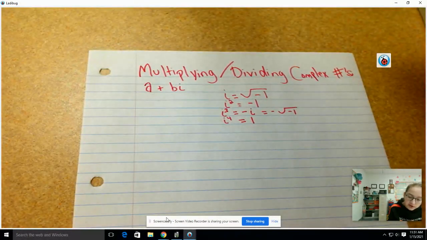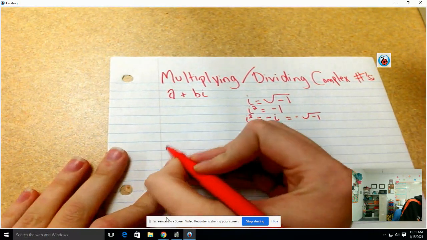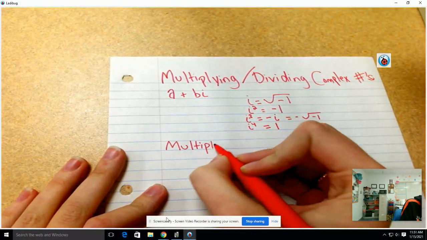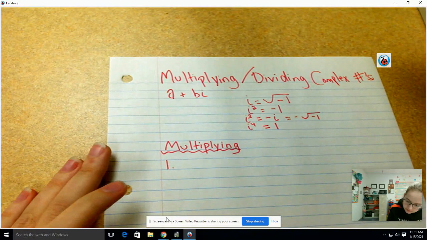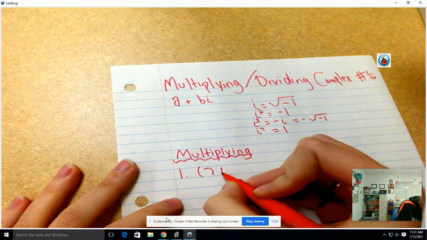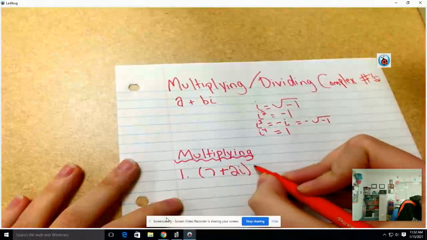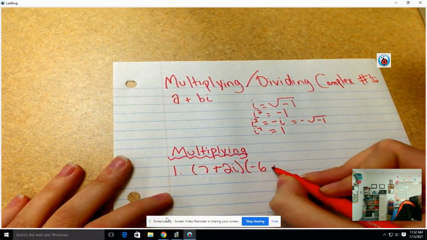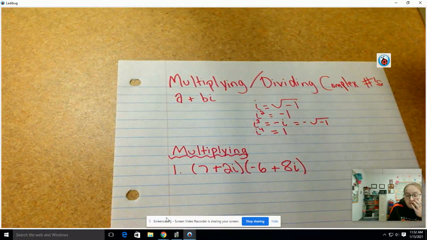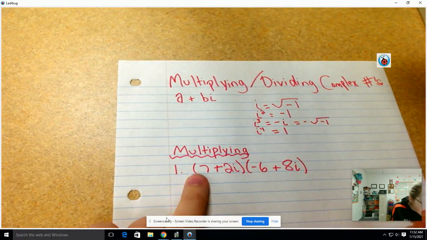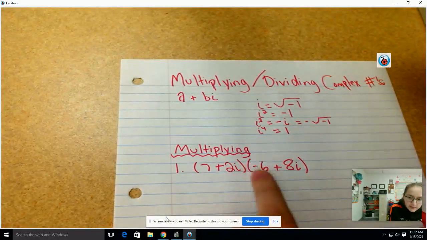So we're going to first start with multiplication. So we'll start with multiplying, do a few examples of this, and then we will hop on over to division. So example number 1, we're going to have 7 plus 2i times -6 plus 8i. So I'm sure this looks awfully familiar to some other stuff that we have done before with x's. So like x squared, multiplying, you all know how to do that. It's kind of the same process for this. So we're going to be foiling. So remember, first, outer, inner, last. Everything in this one has to be multiplied by everything in this one.